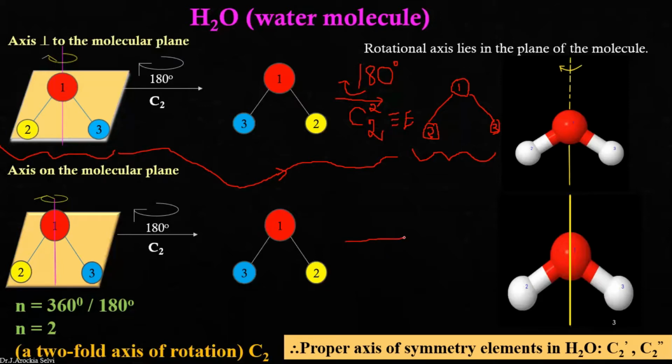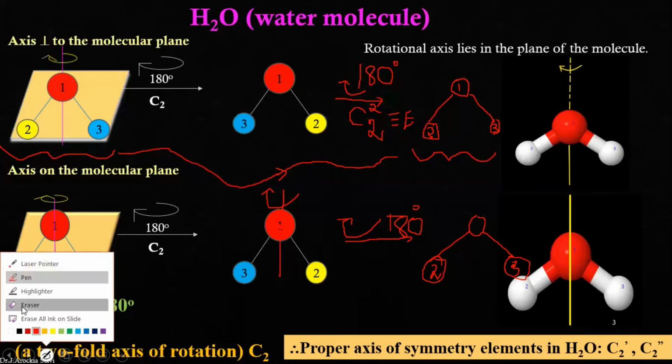Similarly here also, if the axis is lying in the plane like this, and it is rotated through 180 degrees, then rotating again through 180 degrees, we will get the same observation as with the original one. Here comes the second hydrogen, and here comes the third hydrogen. And the observation here is that you will get a configuration similar to the initial one.